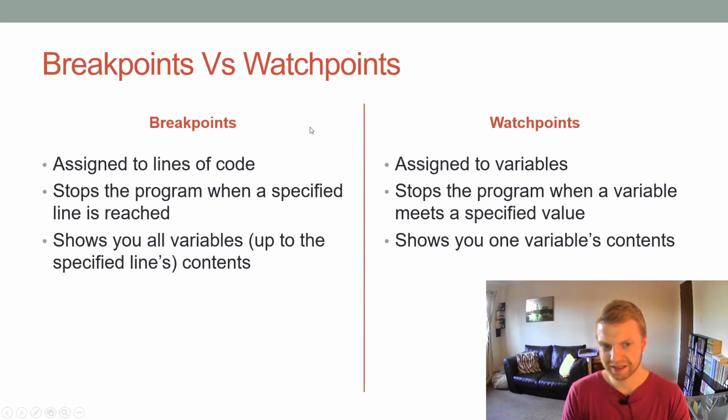I made this because they are quite confusing. So you assign this to single lines of code, and you assign this to variables. This stops when you reach that line. This stops when you reach a value. This shows every variable up to that line, while this one just shows you that one variable you attach the watchpoint to.